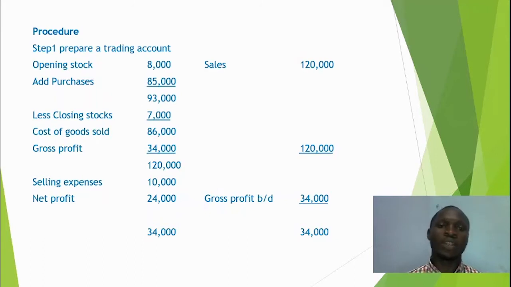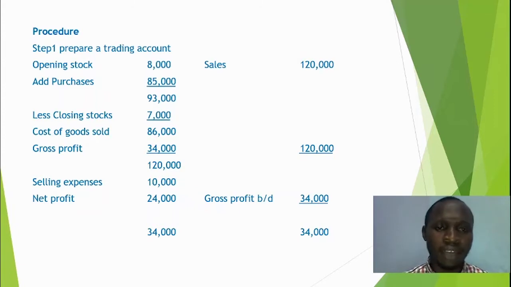Our sales is already there at the credit side, which is 120,000. Then we subtract our closing stock from the 93,000 we derived. That will give us our cost of goods sold. If you remember the formula, opening stock plus purchases minus closing stock gives us our cost of goods sold. And here we have our profit, which is 34,000 naira.